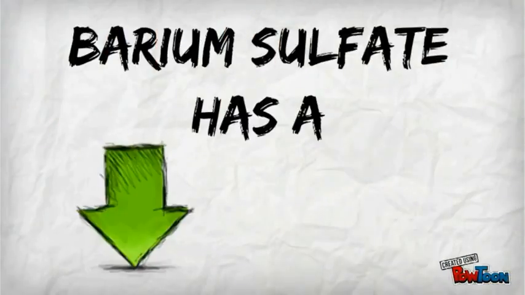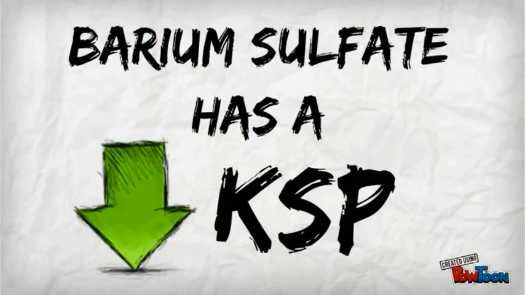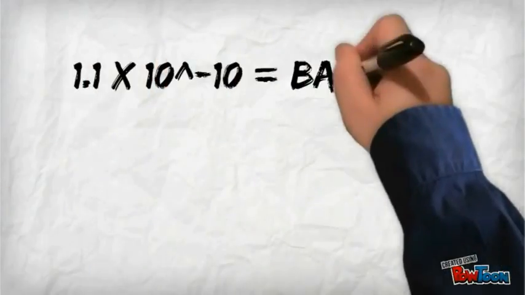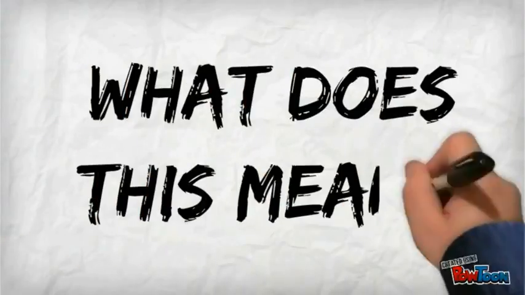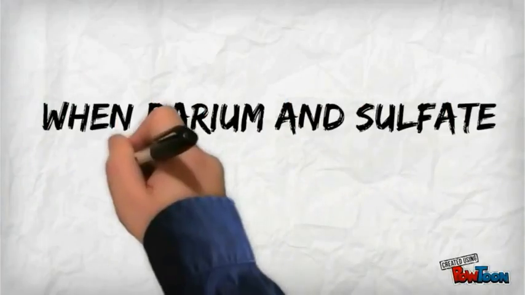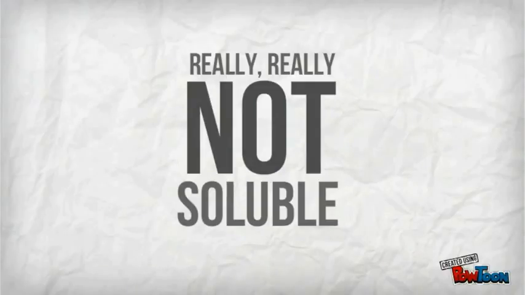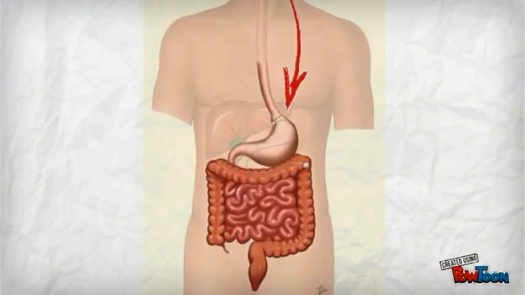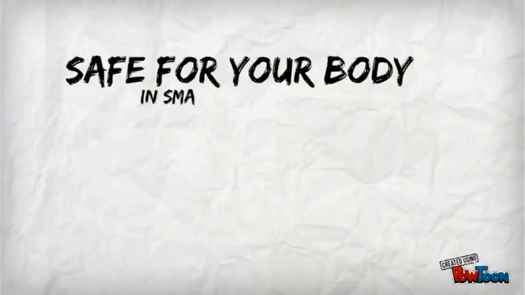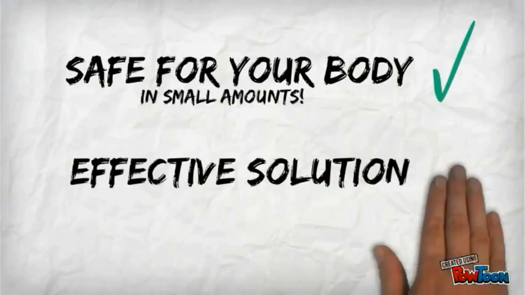Barium sulfate has a really low KSP. To be exact, it has a KSP of 1.1 times 10 to the negative 10. What does this mean? Well, this means that when barium and sulfate are combined, they become really insoluble. Which means barium sulfate can travel through the body without dissolving. Which means it's safe for your body and it's an effective solution.